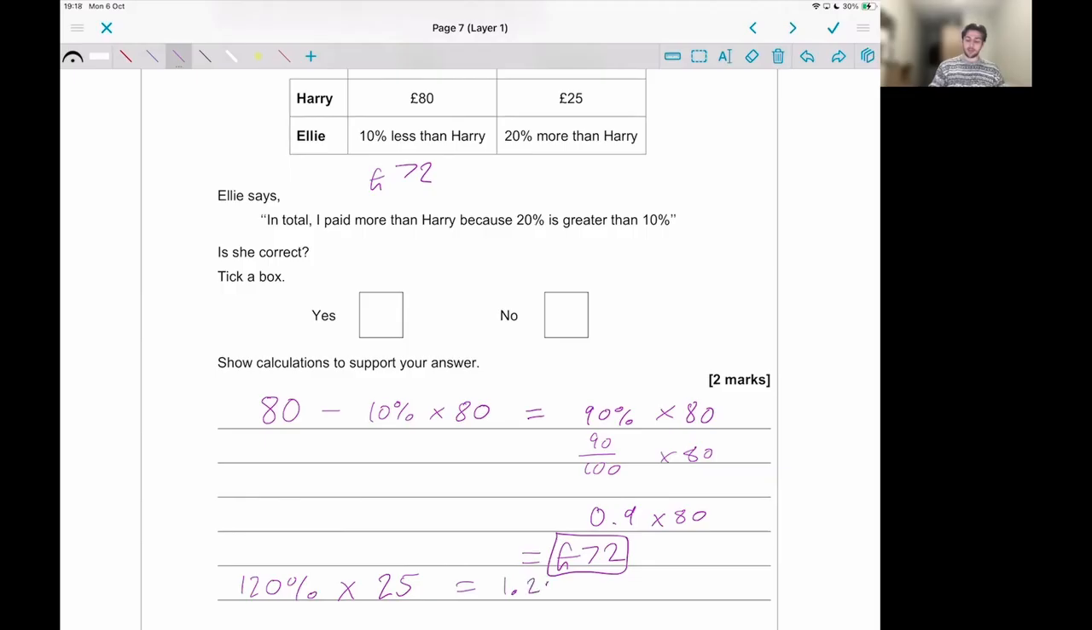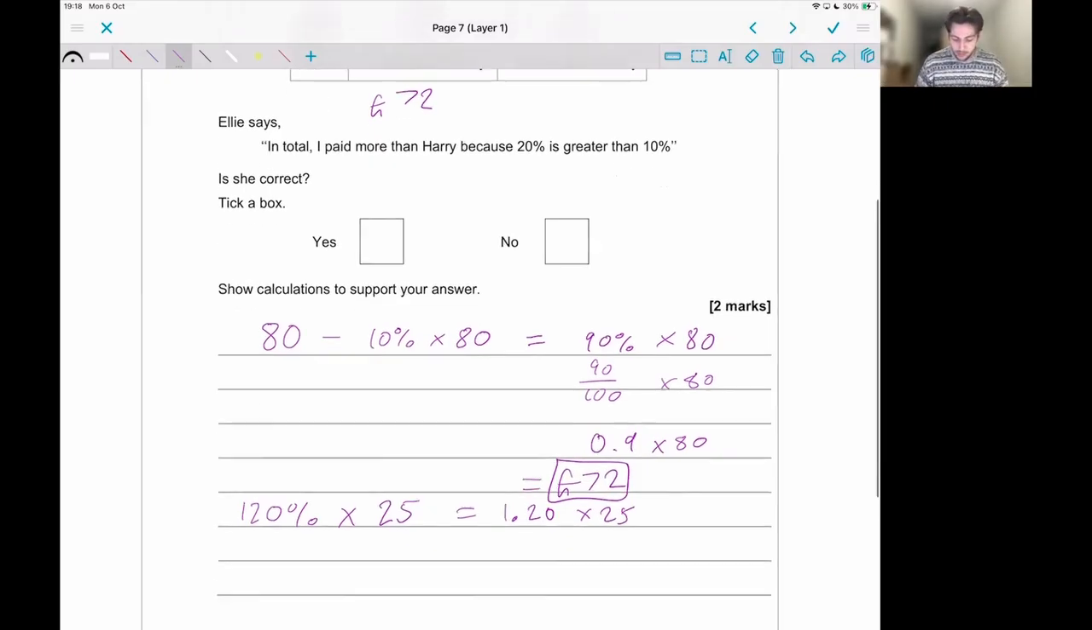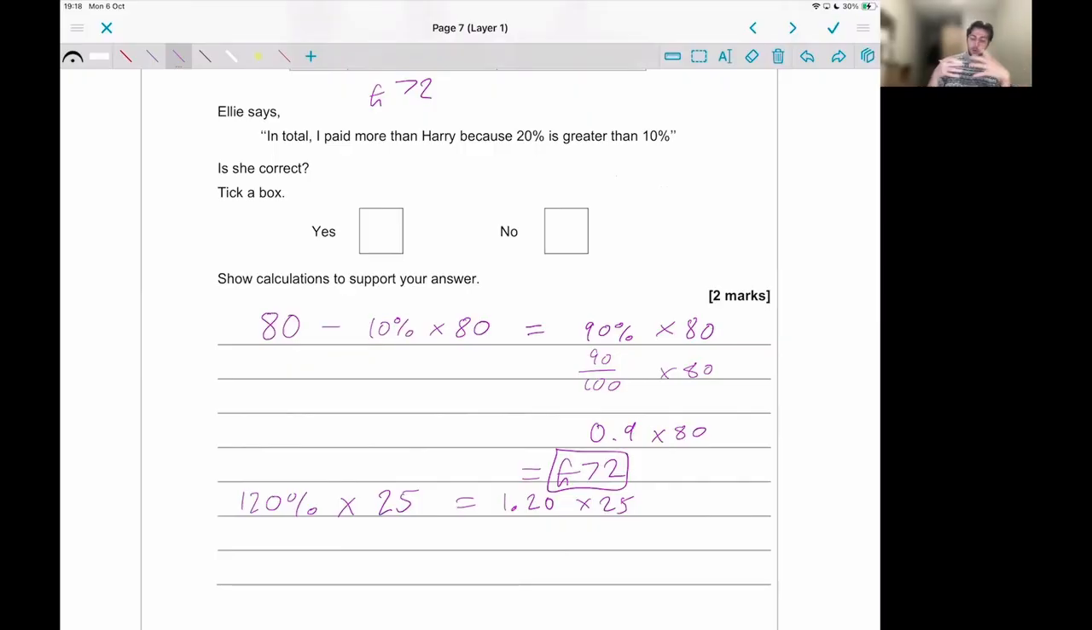Or we can use our multiplier, 1.20 times 25. It'll give us the same thing. The multiplier comes from taking the percent and dividing by 100. We're replacing the percentage symbol with dividing by 100. So when we type that into our calculator, what do we get? We get £30.